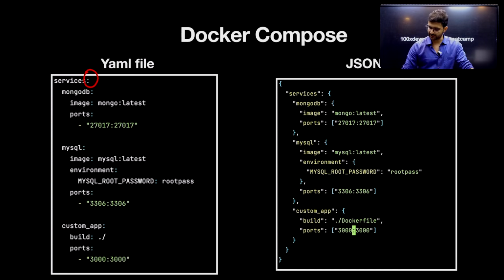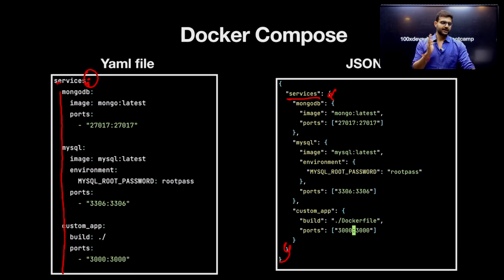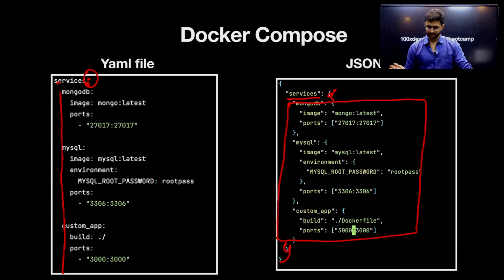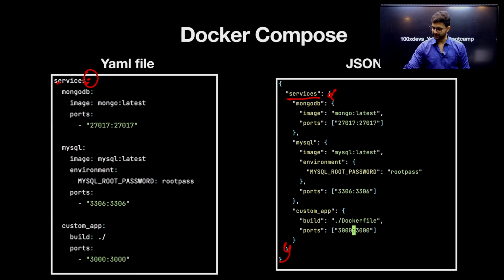So you say, for example, here we said services is an object. Here we say services has everything inside it, and everything inside is tabbed to the right, which is similar to everything inside this object. So that's how you can think of YAML, very similar to a JSON file.